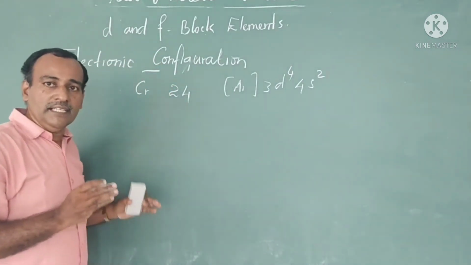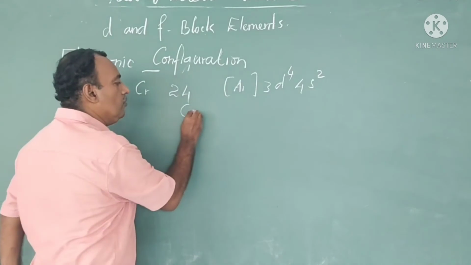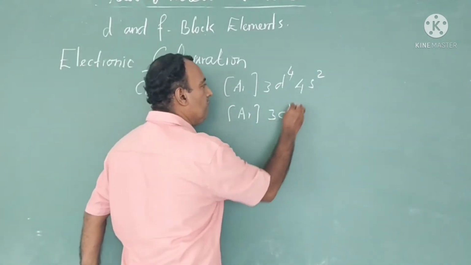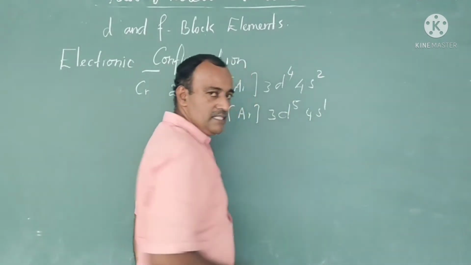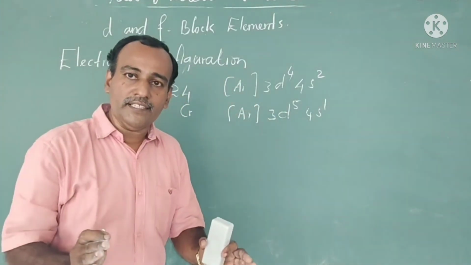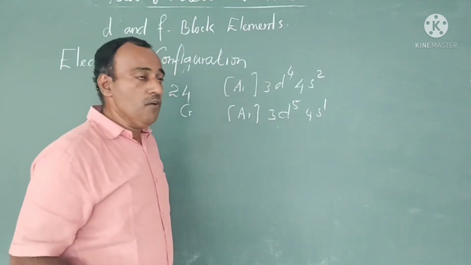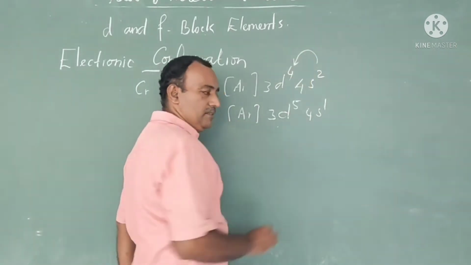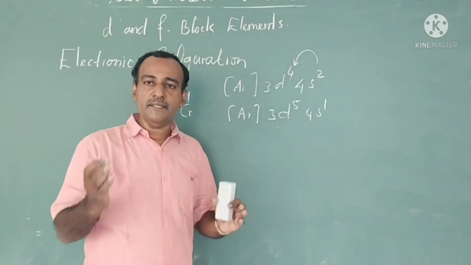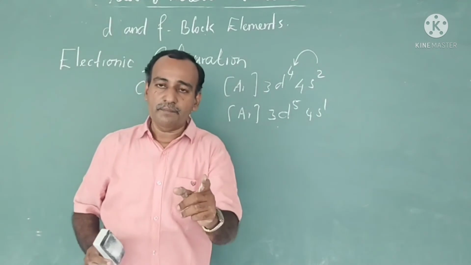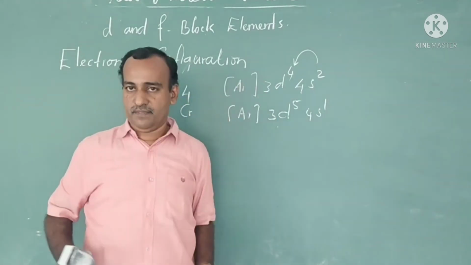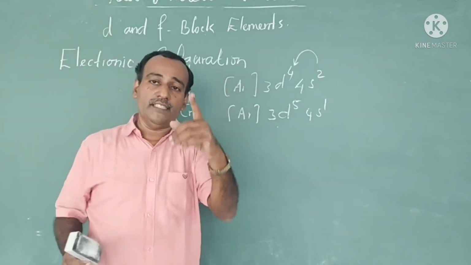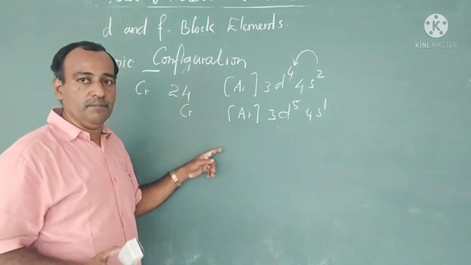But the actual electronic configuration of chromium is argon 3d5 4s1. This is the actual real electronic configuration of chromium. That means one electron is shifted from the 4s orbital to the 3d orbital. Normally, shifting of an electron from one orbital to another is not possible. But here an electron is shifted from one orbital to the other. For what? To maintain stability.